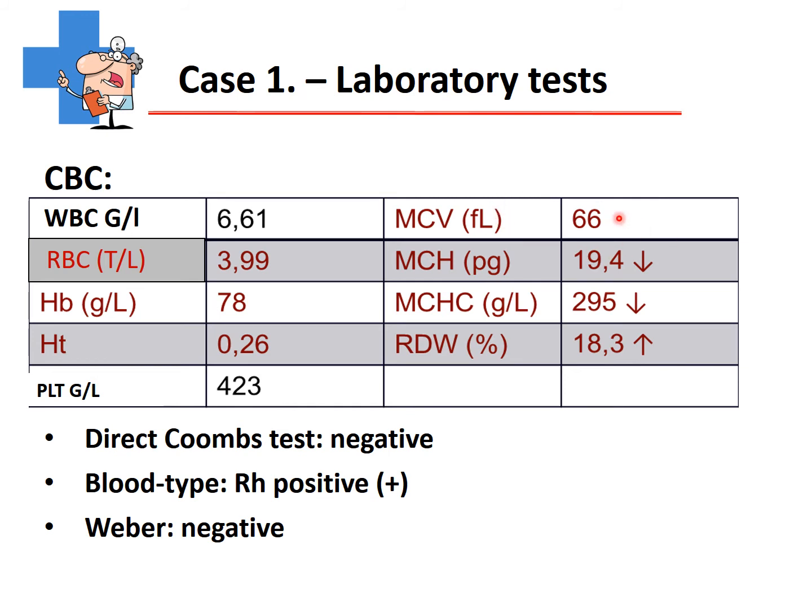MCV 66, decreased. MCH, the content of hemoglobin in one red blood cell, decreased. Concentration decreased. And RDW increased. So this is a typical picture of an iron deficiency. Direct Coombs is negative, blood type is Rh positive, and Weber test negative, meaning that they did not find any blood in the stool. But as we said, it does not matter what the hemocult or Weber test shows, you have to exclude the GI bleeding by doing colonoscopy or rectoscopy.